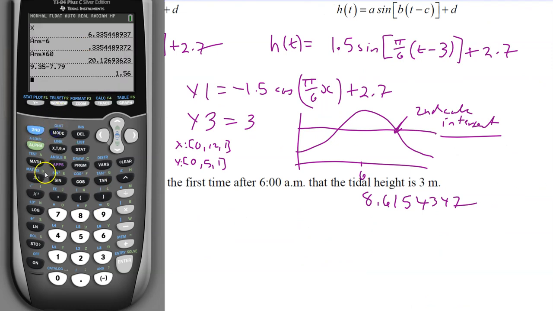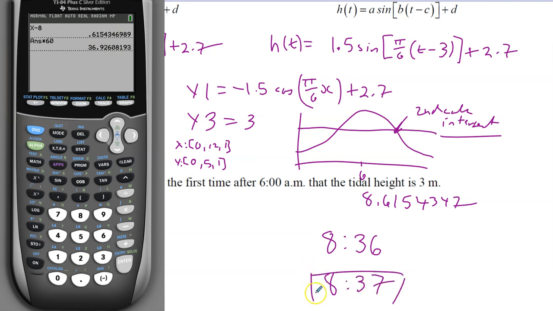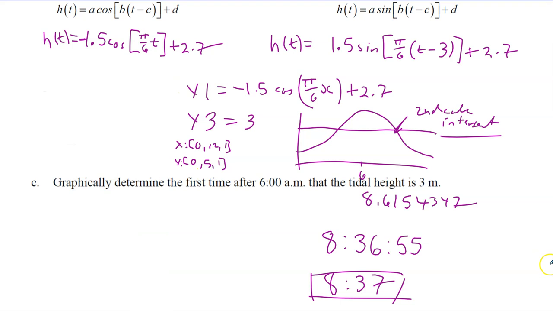So I'll quit out of this. I'm going to go x, let's clear this. So let's go x minus 8, times 60. And we get 36.9. So in the clock, it's going to show us 8:36, right? Because it's 36.9. But if we round, we can say 8:37. If you wanted to get more, we can subtract that 36 and multiply the decimal by 60 to get seconds. So it'd be 8:36.55. That's what it would show. And that's our first one.